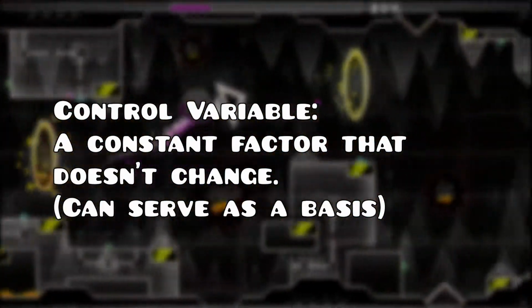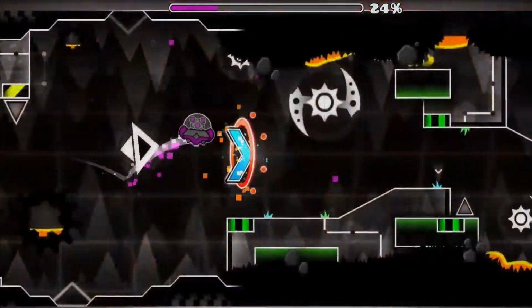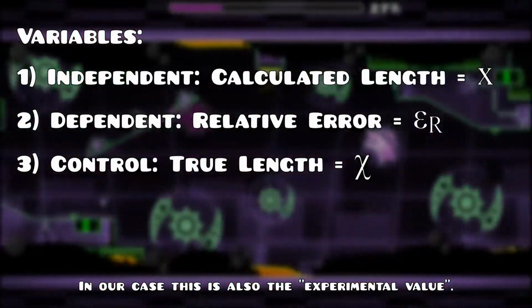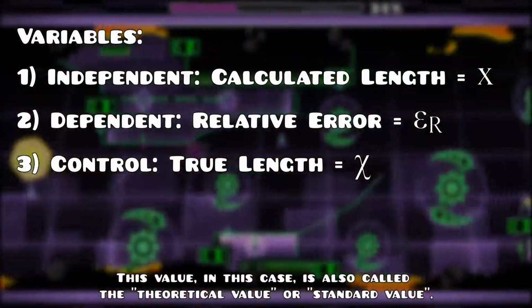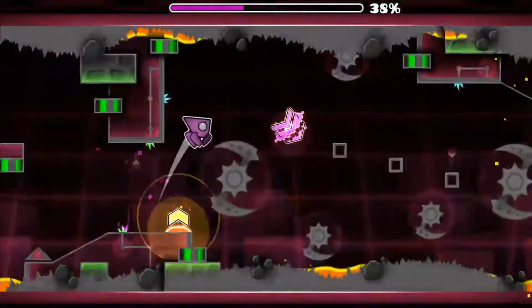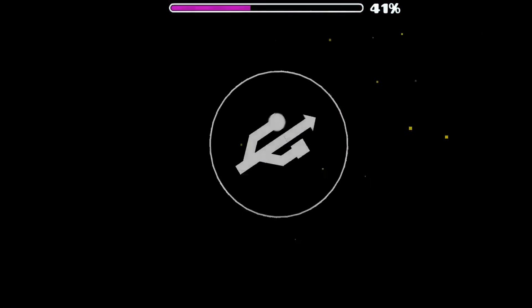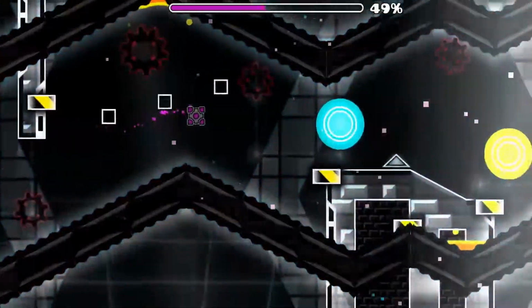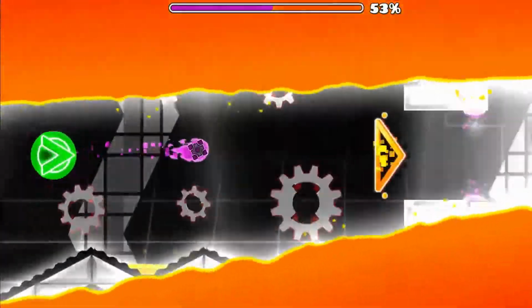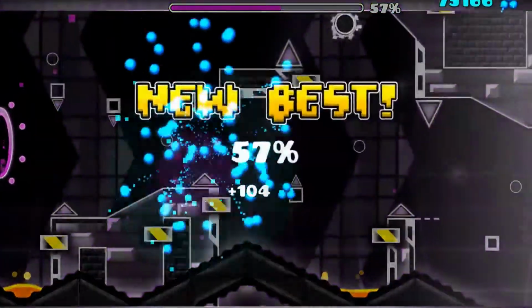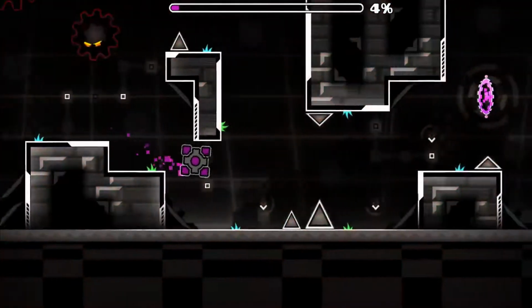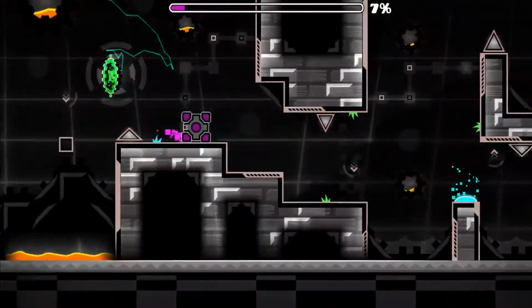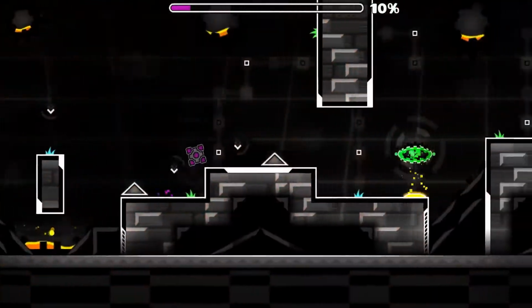In the current situation, these are the variables I came up with. The independent variable is the calculated length, the dependent variable is the relative error, and lastly, the control variable is the true length. The calculated length is simply the output of the relative length formula, so x is equal to m divided by beta. The true value is the actual length of the line as a set integer amount of blocks long. This means that we already know the exact value of the actual length because it is predetermined when the line is made. The relative error is a factor that shows how much the calculated value differs from the true value.